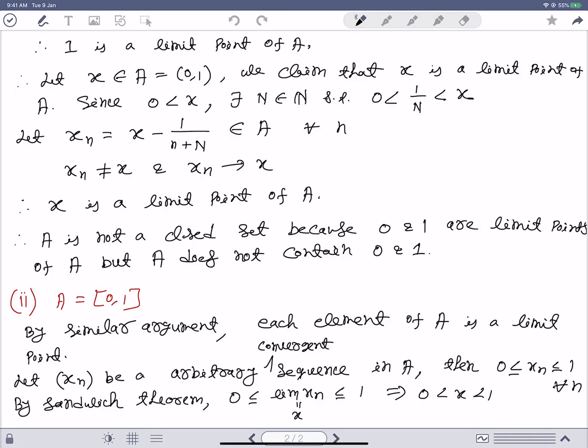Here, what is my x? x is the limit of xn. So that means whenever we have a convergent sequence in A, then its limit should be in A as well. That implies the limit of xn belongs to A as well. So therefore A contains all of its limit points. So A is closed. Thus A is closed. Fine.